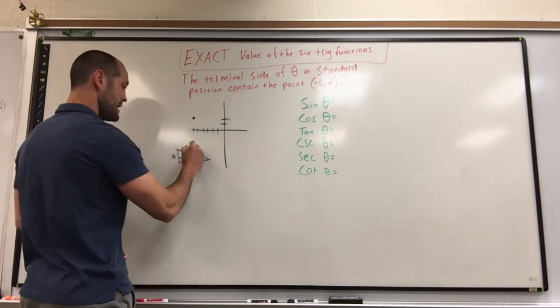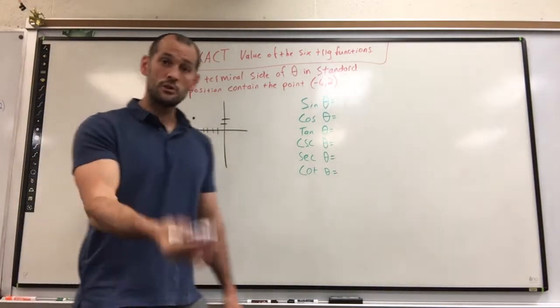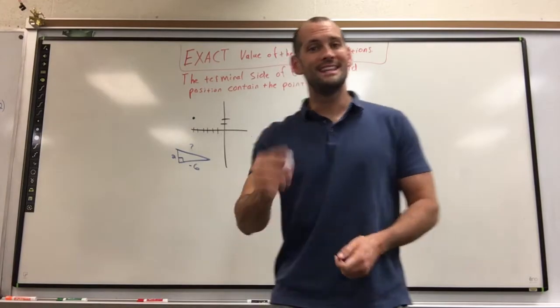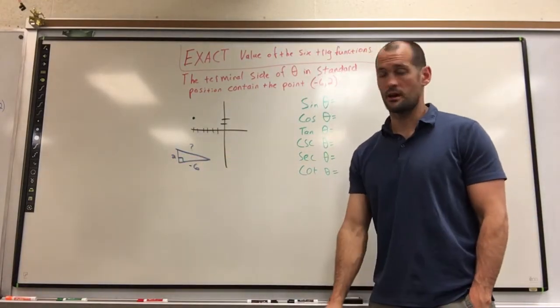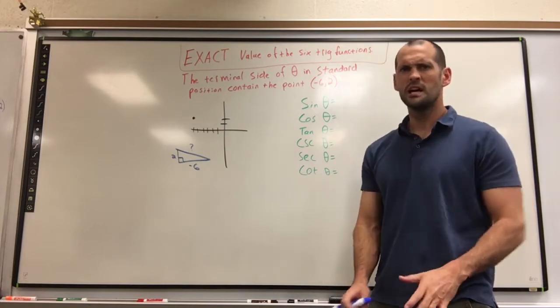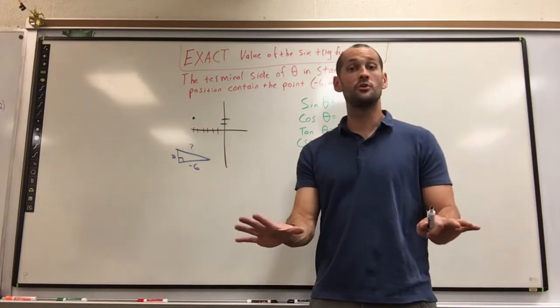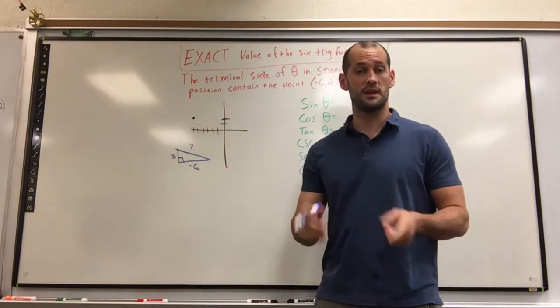So I need to know my radius. Now this is different. When it's the unit circle, the radius is always 1. This is not the same scenario. You actually have to find your third side here. Now I realize some of you are like, wait, we have a negative side. Ignore it for right now. Just plow through and use the Pythagorean theorem.